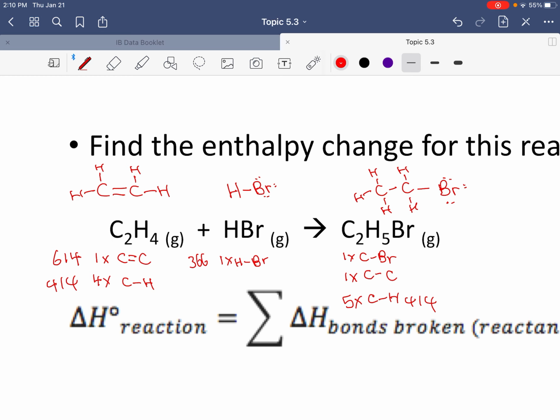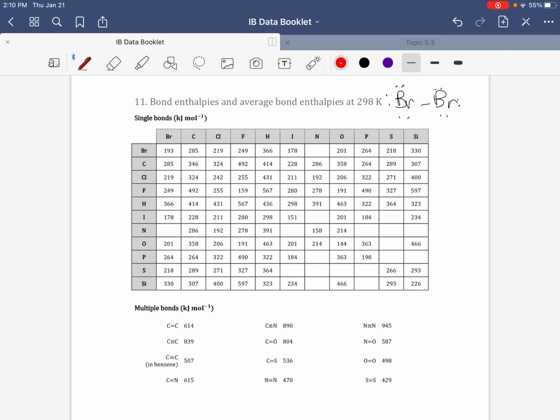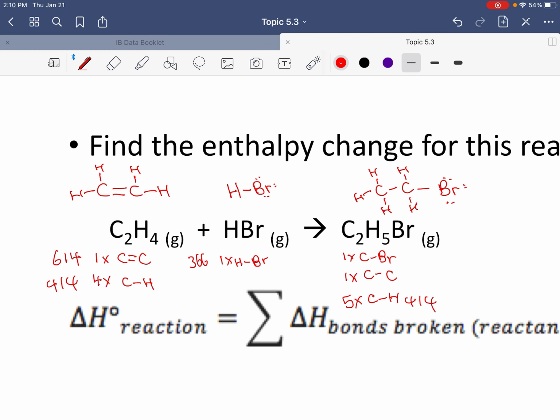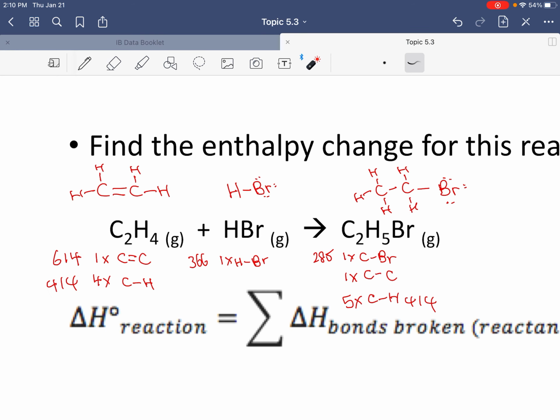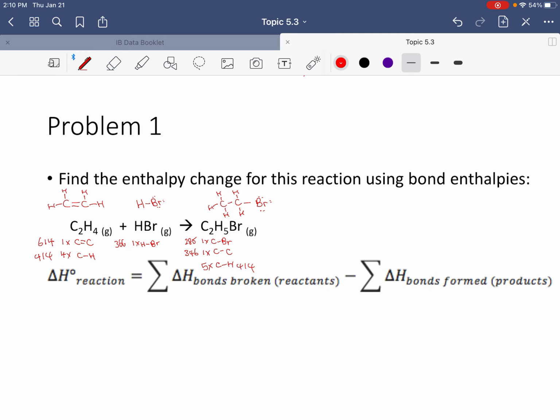All right, CBr. Right here, 285. CC bond is right here and here, 3, 4, 6. So 346. Okay, we got all the numbers. Now we're ready to solve this.